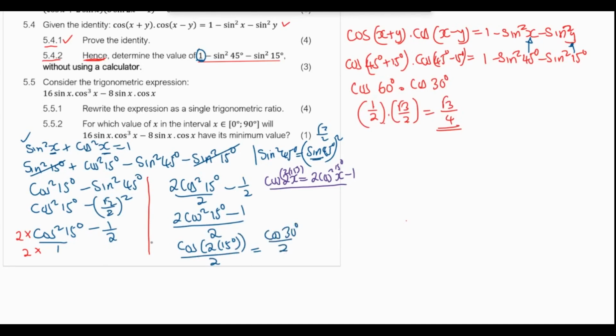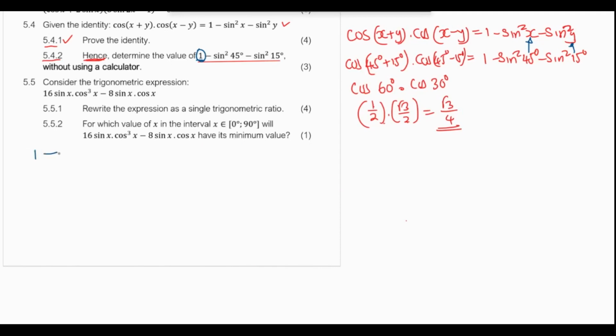Then cos 30 is root 3 over 2. So it's going to be root 3 over 2 divided by 2, which is the same as root 3 over 2 times 1 over 2, which is equal to root 3 over 4. Okay, that's another method. See how demanding it is. Now the last method. Let me erase this to create space.